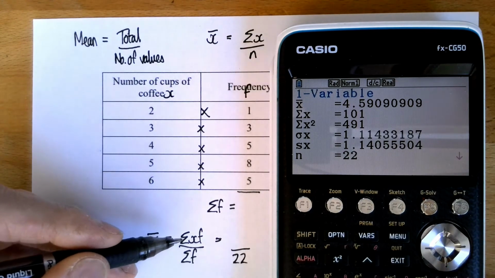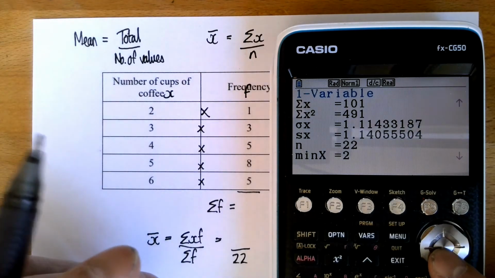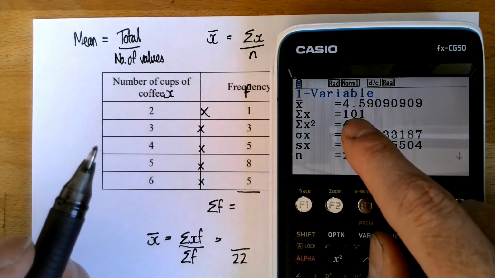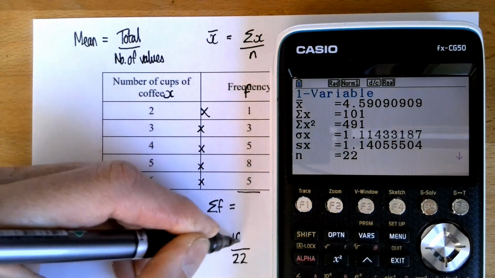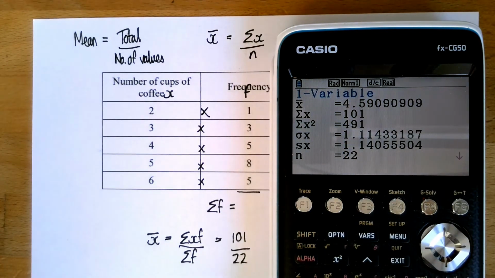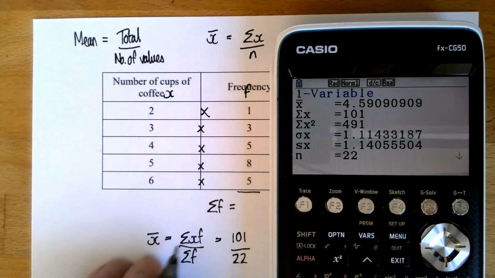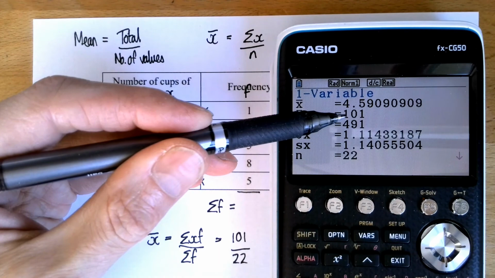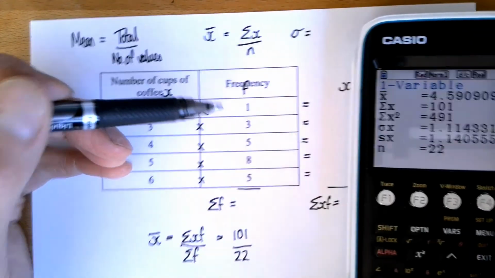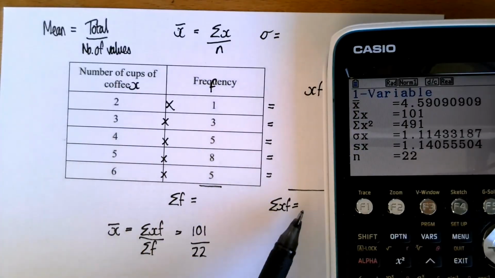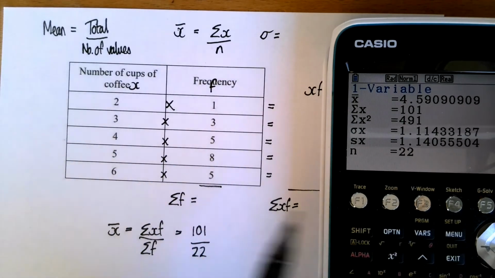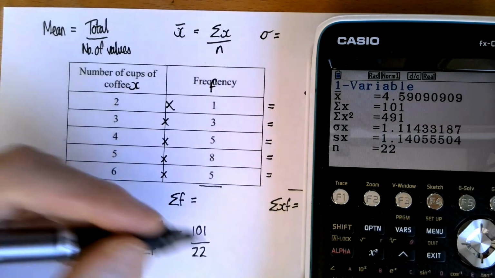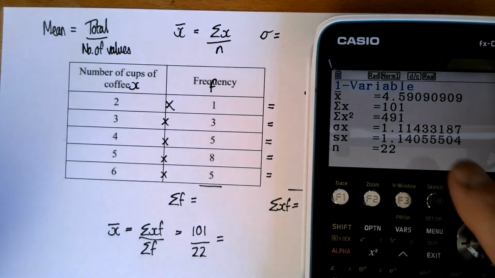And sigma xf is there. Sorry, no, it's not. It's here, sigma x. Sigma x is how the calculator displays it. So the calculator doesn't use this notation here. It's still using this notation here. But this value here is the total of all of those sums. It's sigma xf. And n is the total of all the frequencies. And as last time, I'm not going to bother working that out because the calculator's already done it for me.